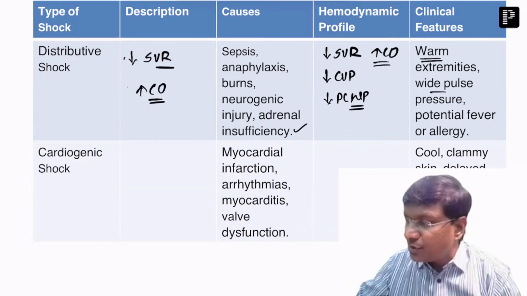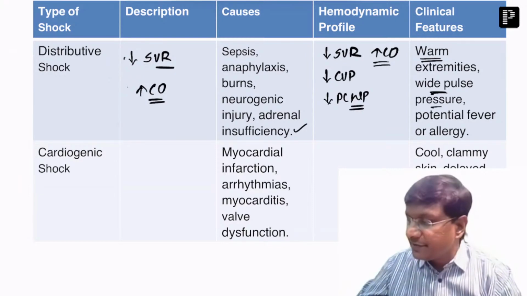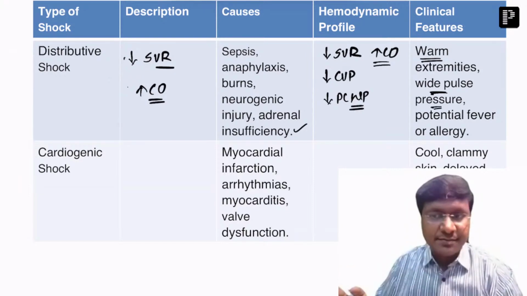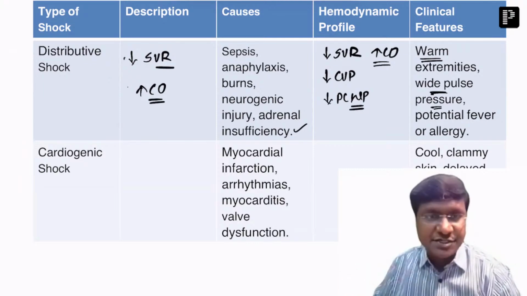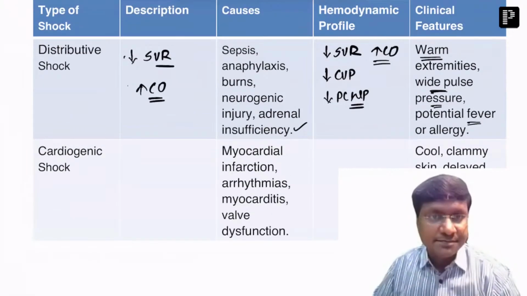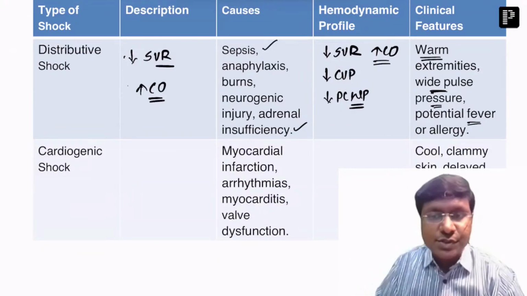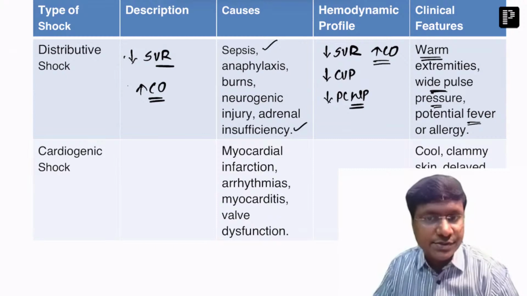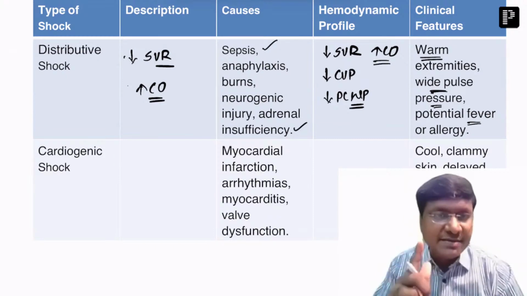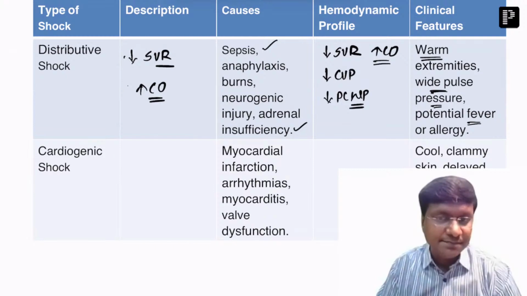So thereby what will happen to pulse pressure? Cardiac output will determine systolic blood pressure. Systemic vascular resistance will determine diastolic blood pressure. So thereby there will be wide pulse pressure, right? And there is a high scope that there would be fever as well, because the individual is having sepsis as one of the causes. So fever will be there in these individuals. So in distributive shock, please remember the individual will not have cold extremities. The extremities will be warm extremities.